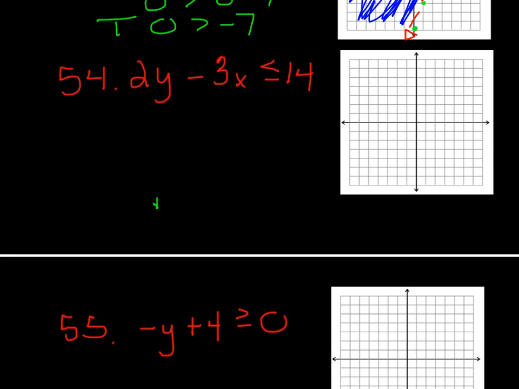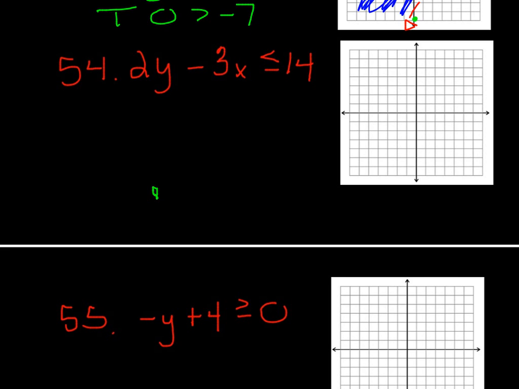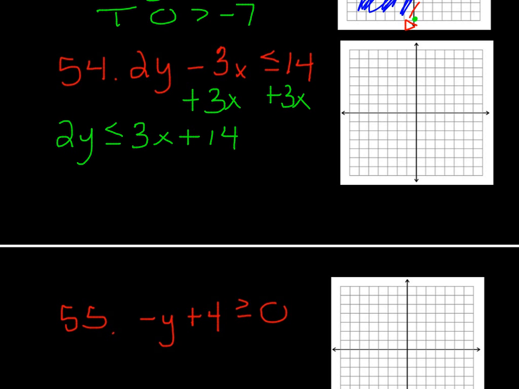Looking at the next example, you can see on 54 that it is not in slope-intercept form. So the first thing we need to do is to get our y by itself. So we'll move this 3x over here by adding 3x to both sides. So you end up with 2y is less than or equal to 3x plus 14. And now we need to divide by 2. The slope is now 3 over 2, and over here we're going to have 7. So y is less than or equal to 3 over 2x plus 7.